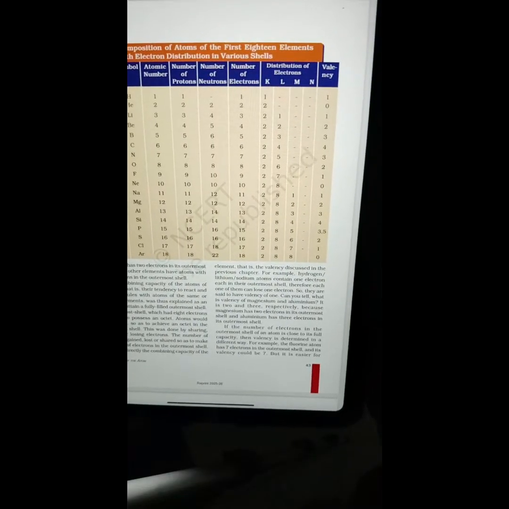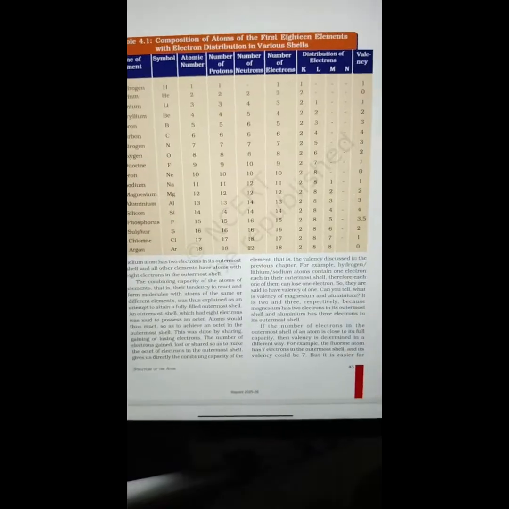It is giving you the composition of atoms of the first 18 elements with electron distribution in various shells. So the elements that are being given to you are hydrogen, helium, lithium, beryllium, boron, carbon, nitrogen, oxygen, fluorine, neon, sodium, magnesium, aluminium, silicon, phosphorus, sulfur, chlorine, argon. Symbol is given, atomic number is given, number of protons, number of neutrons, number of electrons, distribution of electrons in K, L, M, N, and then the valency. This is going to be a very important table that you should understand each part.